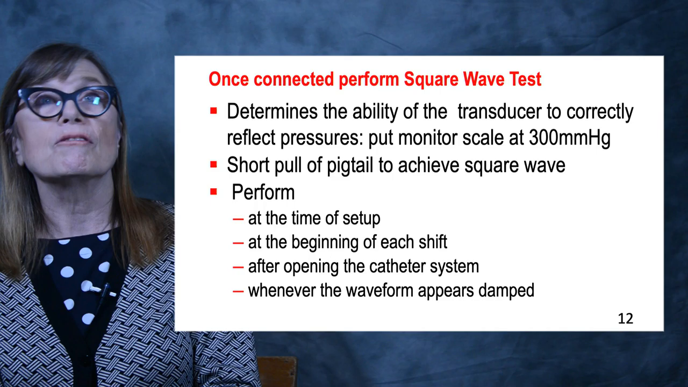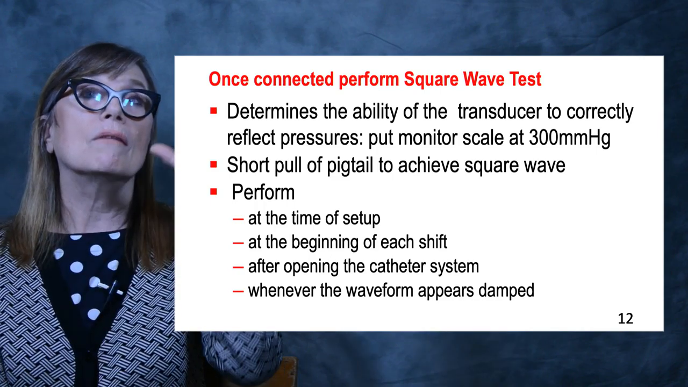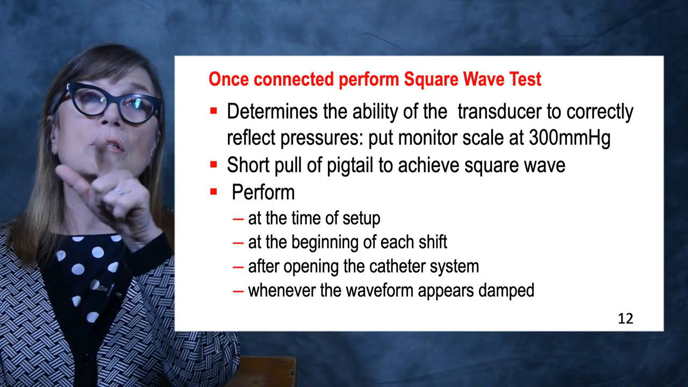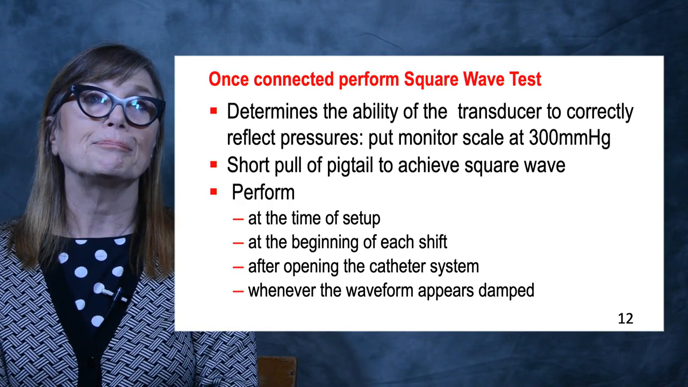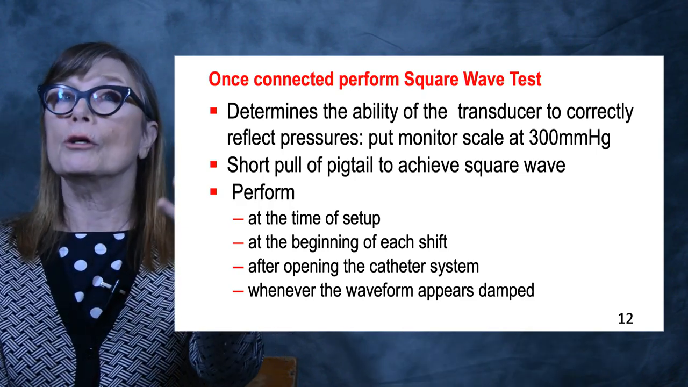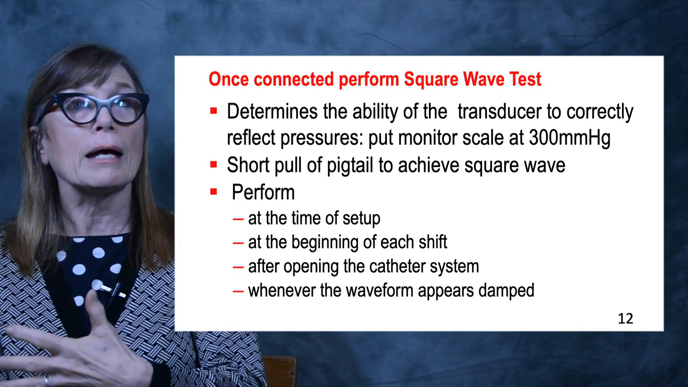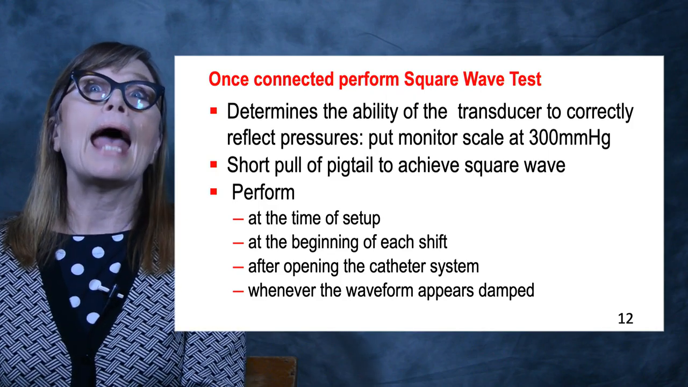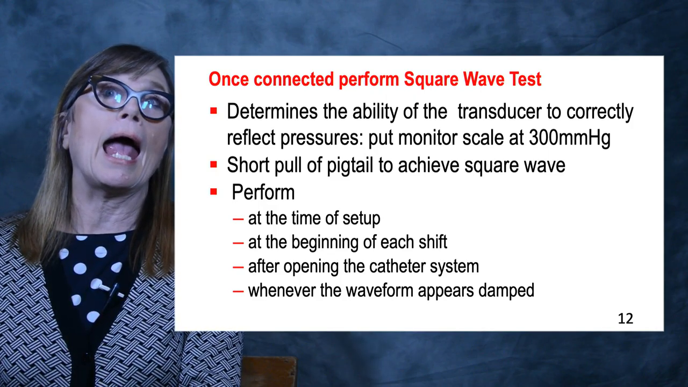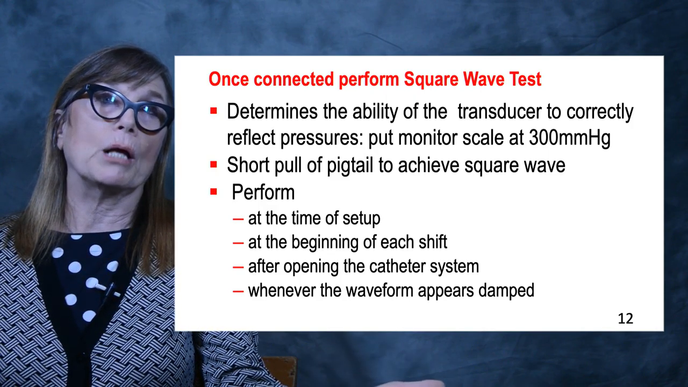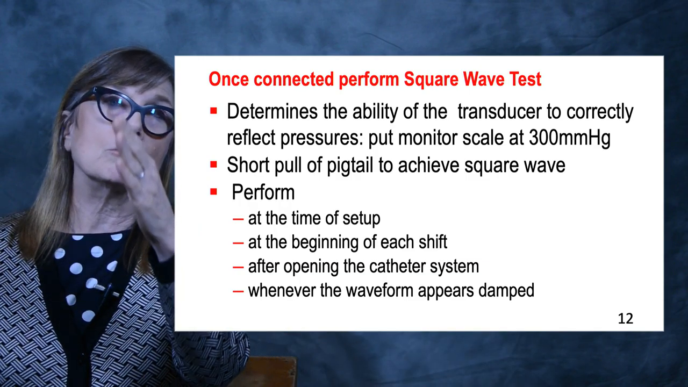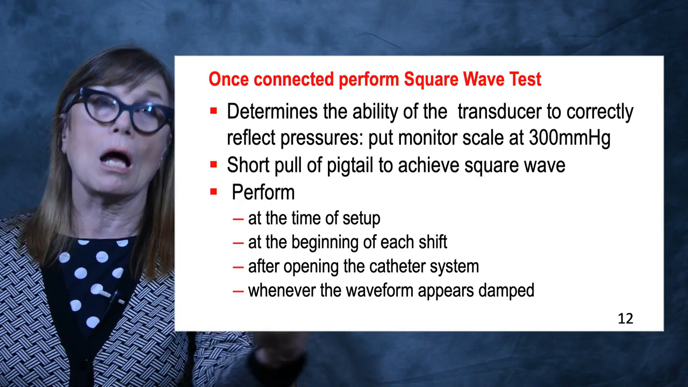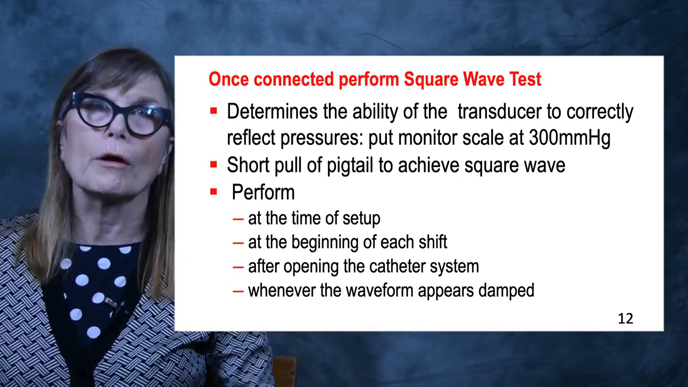The square wave test is what tells you if the problem is your system, and if the problem's not your system, the problem is your patient. Now, you could consider, it's not necessarily my advice, but it typically is the protocol of your unit. Now you're going to consider doing a non-invasive blood pressure measurement, but not until you've done the square wave test. Unless, of course, you think the patient is dying in front of you, and then don't worry about any of that.